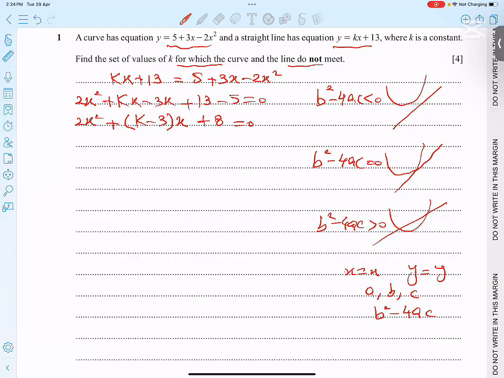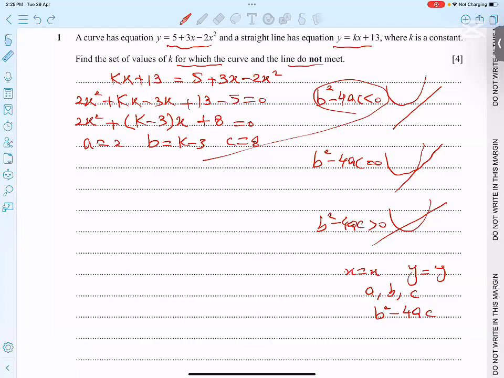As I said before, I need the a, b, c values. So the a value is 2, the b value is k minus 3, and the c value is 8. So we'll apply formula number 1: b square minus 4ac less than 0.